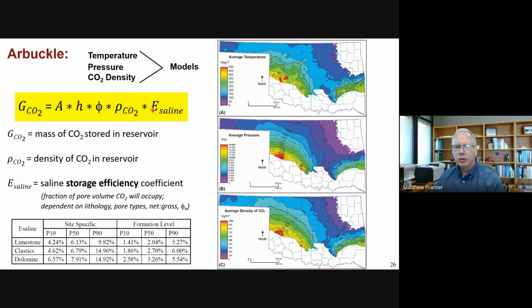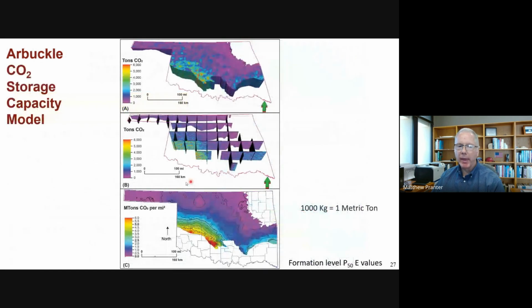And then the storage efficiency parameters were based on the DOE information. So then from that, we can estimate the storage capacity for the Arbuckle. And it's converted from so many kilograms of CO2 to metric tons, and that's what's shown here. So many metric tons of CO2 in 3D, and then these fence diagrams. And then it's normalized here. This is a map showing the normalized storage capacity in million metric tons of CO2 per square mile.